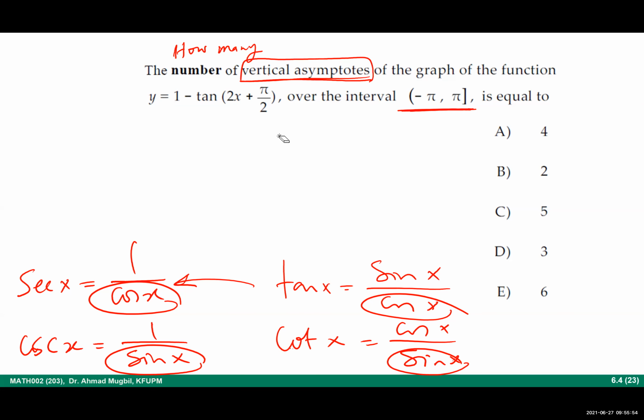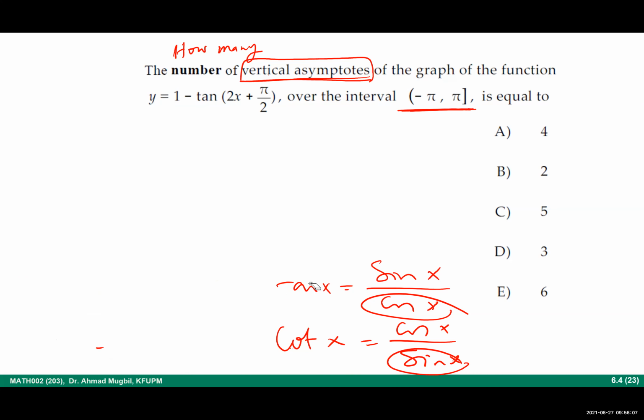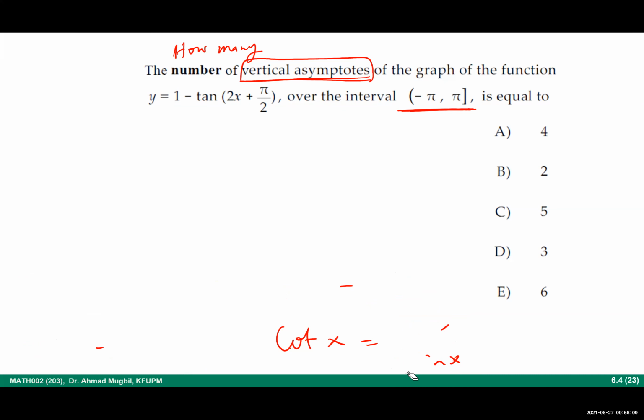Yalla, shabab. Let's see what the progress is. Good. So far, 4 students, mashallah, how quick. Let's assume that they solved it completely. And it is not difficult, by the way. But you have to be careful. You have to make sure that you didn't miss any vertical asymptote in that interval. Four students out of 18 so far.